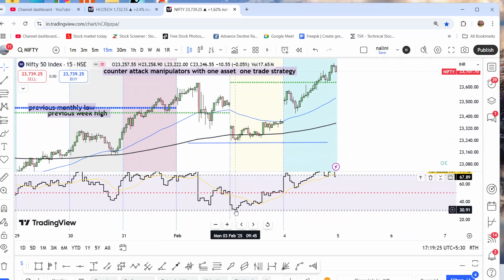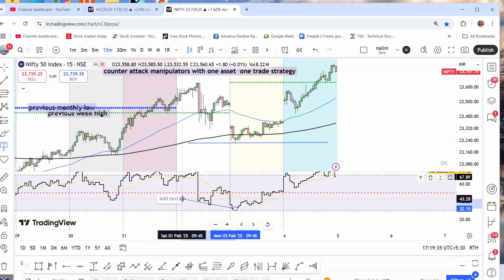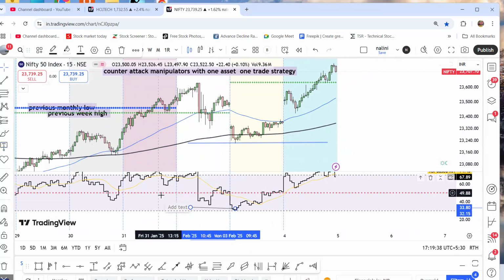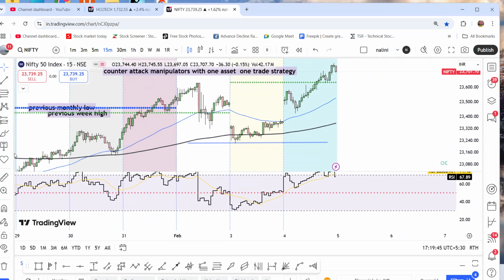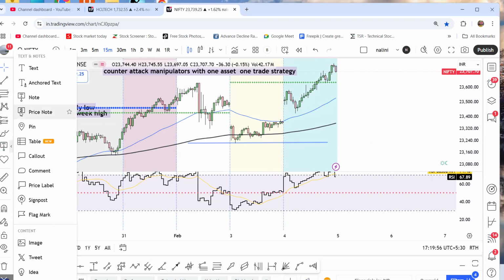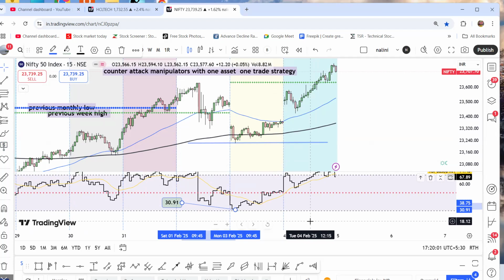The reading on the RSI, you can see that it is 30.91. Let me take the price note so that you will know. Sorry, this one is text. Let me delete this. Oh, again I'm picking up the same thing. Sorry about it. Okay, see, I'm putting the 30.91.